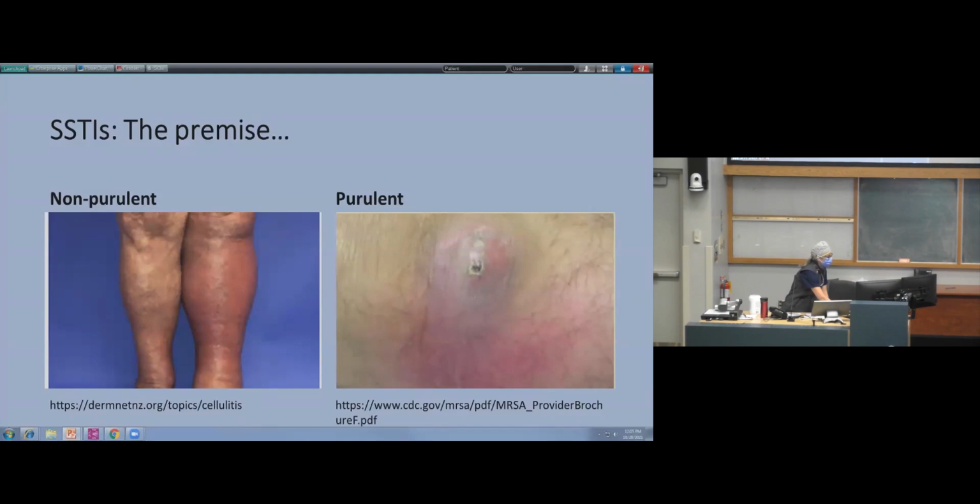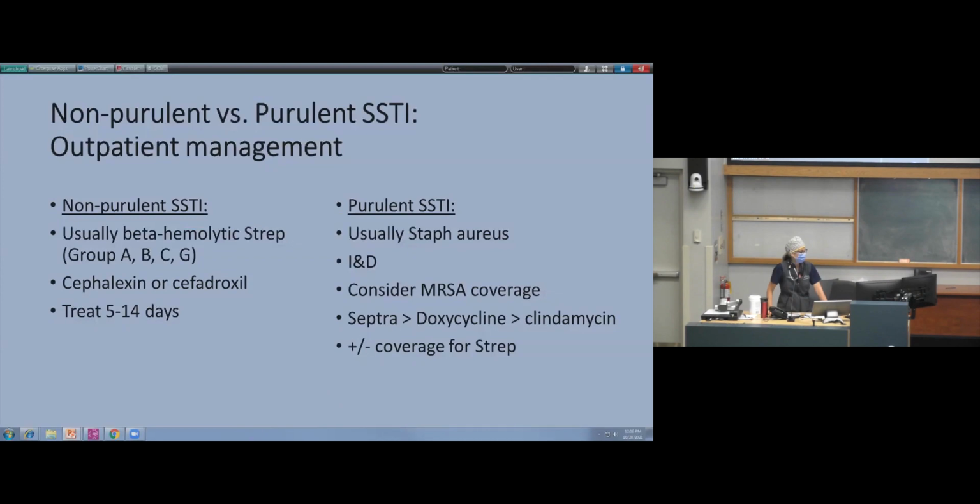In terms of our management of non-purulent versus purulent skin and soft tissue infections, when we see a non-purulent skin and soft tissue infection, it's usually due to a beta hemolytic strep. That could be like group A strep, but it could be due to one of the other streps, like group B, group C, group G strep. And for outpatient management with oral antibiotics, we'll generally just treat with a first generation cephalosporin like cefalexin or cefadroxil.